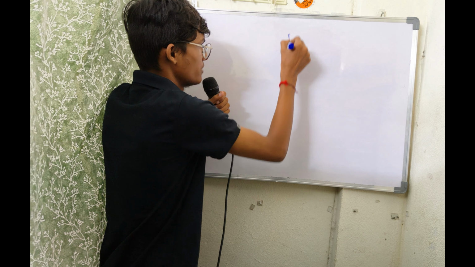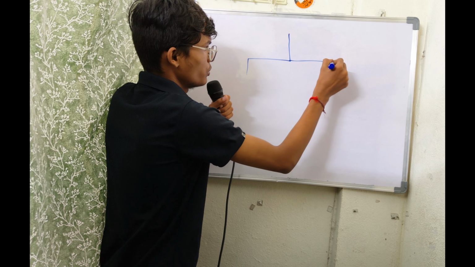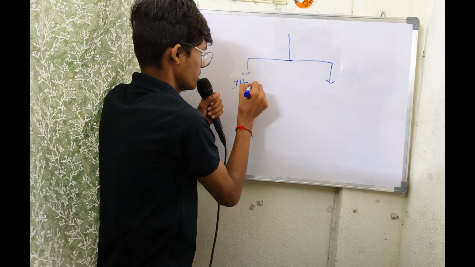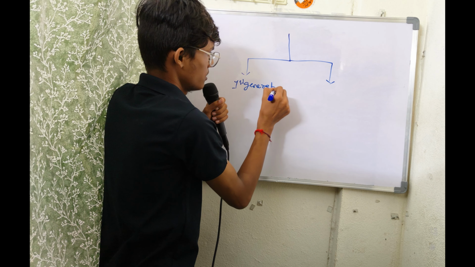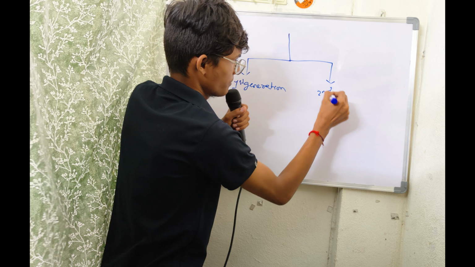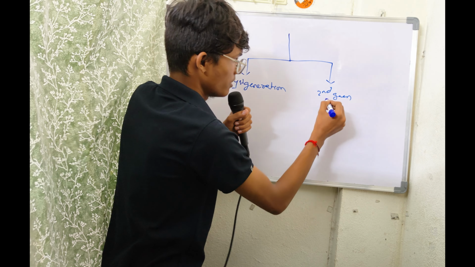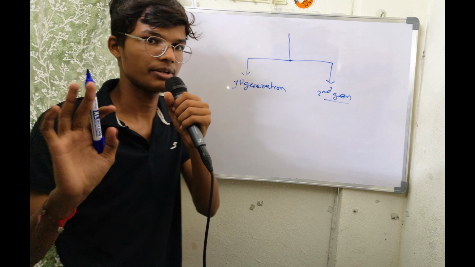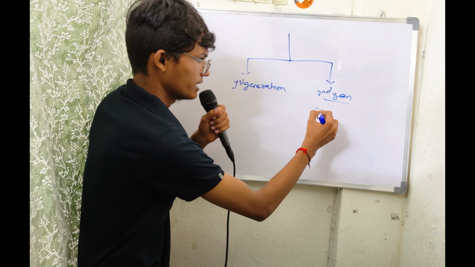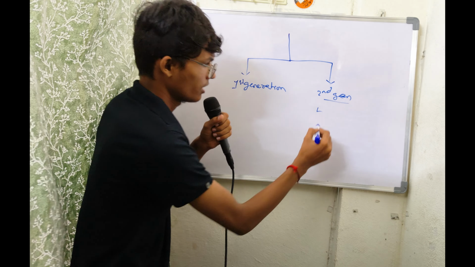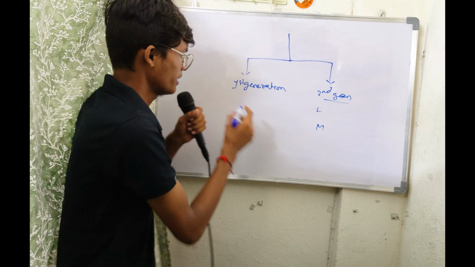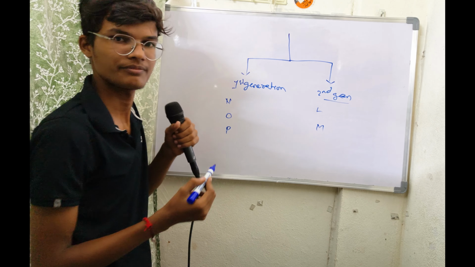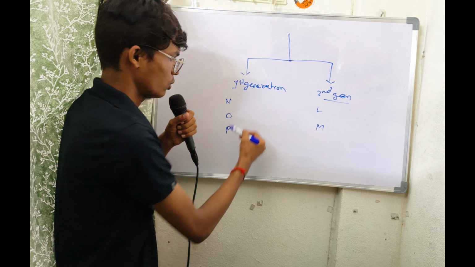Okay, first, initially the fluoroquinolones are divided into two subclasses. Those are first generation and second generation. I'm writing gen: first generation and second generation. Now remember like this. Here keep L, M, and here N, O, P. Just write L, M, N, O, P.